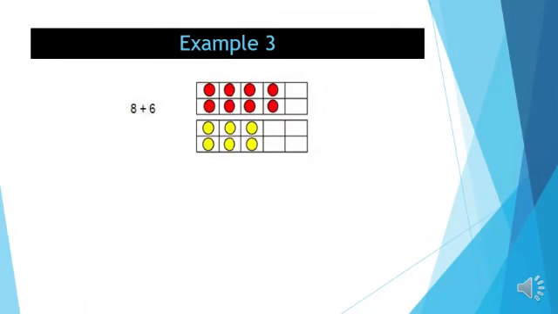So let's take one more example. Here example 3 is 8 plus 6. You can see in the first picture there are 8 red dots and in the second picture there are 6 yellow dots. You have to add both of them and you'll have to get the answer as a whole.